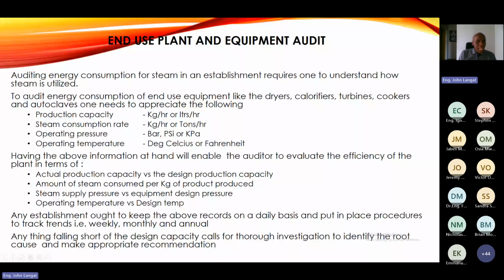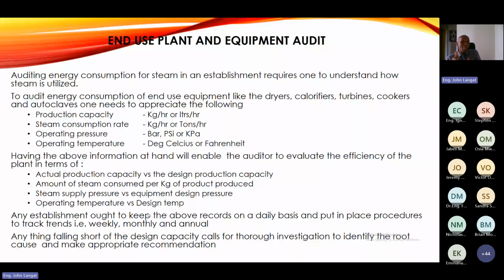So any establishment ought to keep the above record on a daily basis and put in place procedures to track the trends on a weekly, monthly, and annual basis. Then you can easily compare. Even last year we were doing ABCD. This year we are on an improvement track. If not, again, these records are not there.